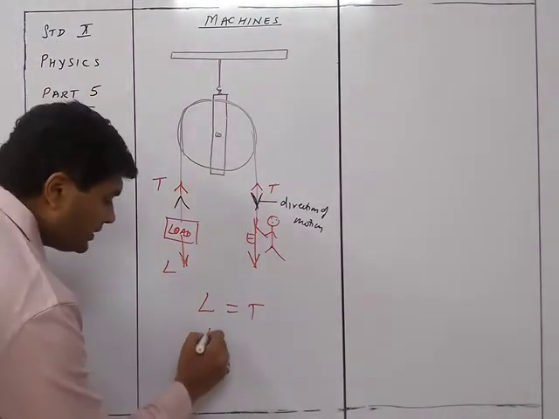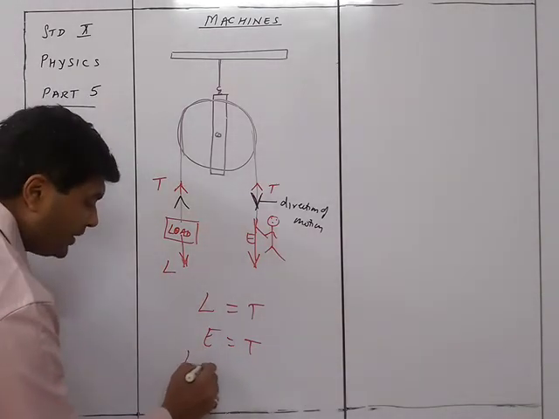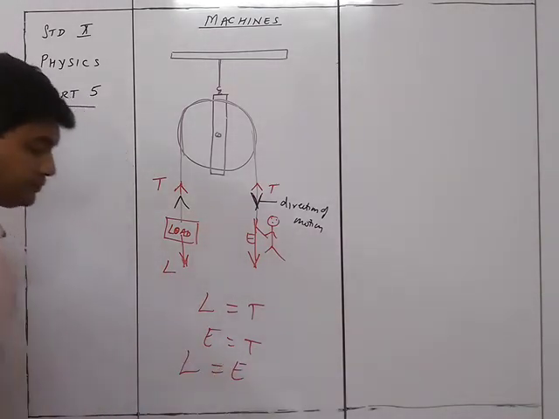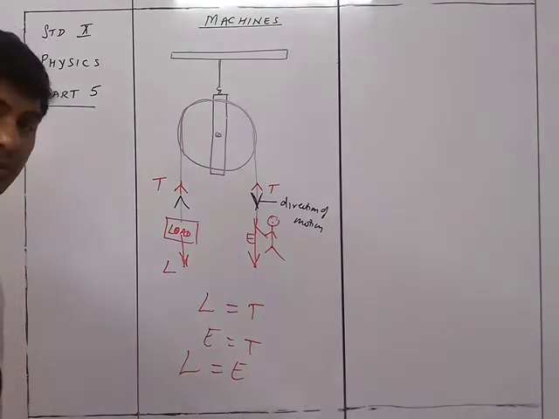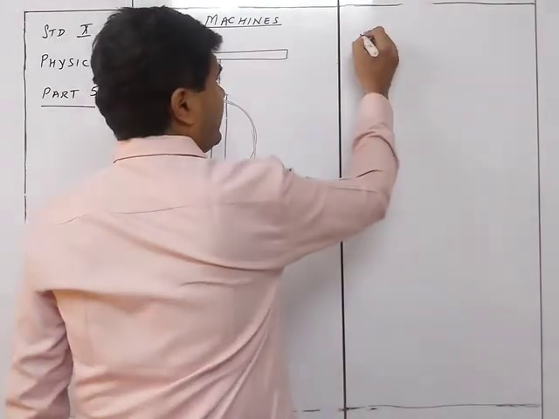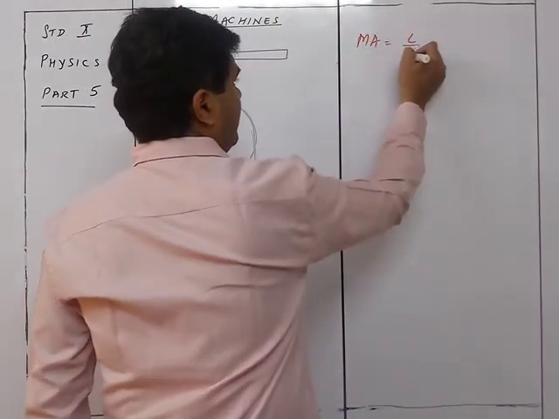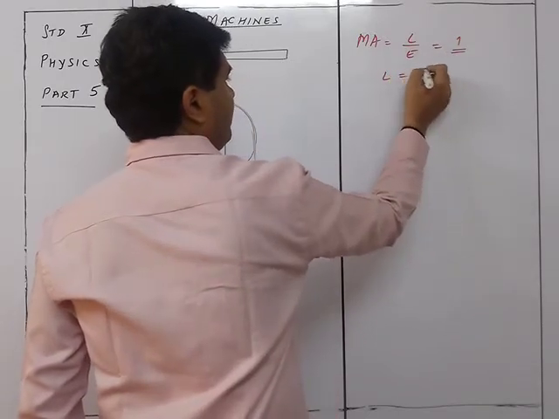Similarly, effort is equal to the tension on the string. So what has happened? Load is equal to effort. If load and effort are both the same, what will be the mechanical advantage? It is 1. That is what we see: the mechanical advantage is equal to load upon effort, which equals 1, because load is equal to effort.